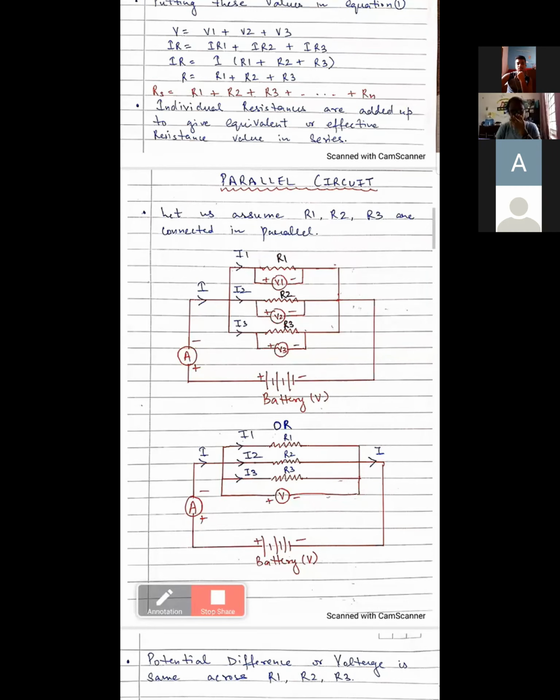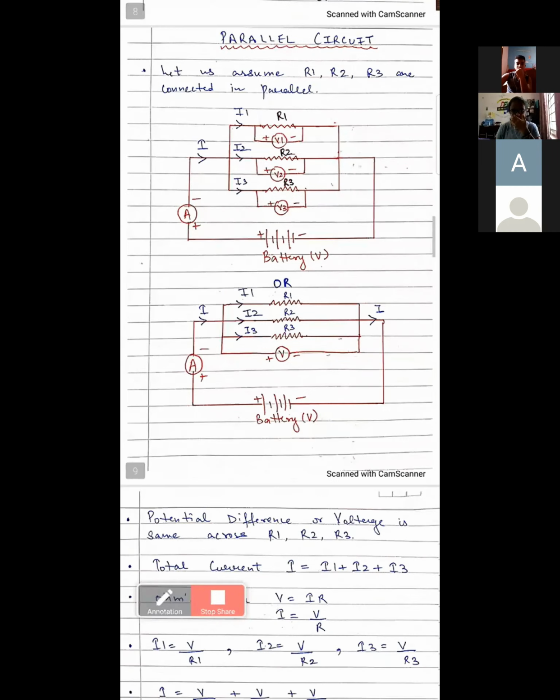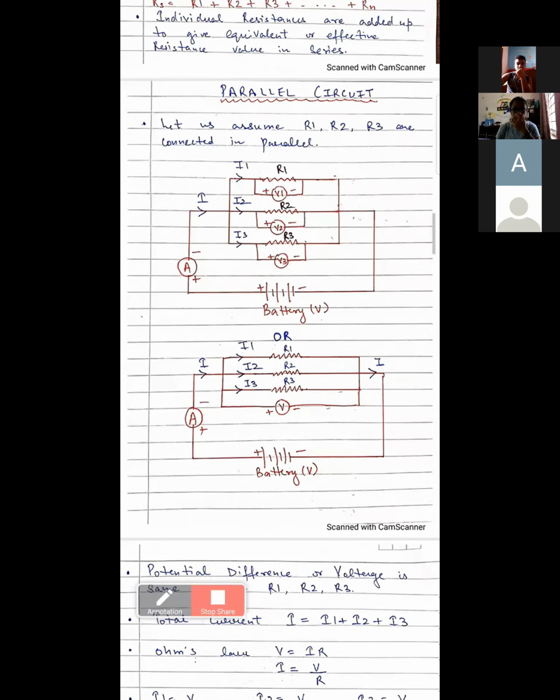Is current divided equally? No, current is not divided equally. It depends upon the resistance value. If the resistance values are equal, then current is divided equally. So depending on the resistance value, current is being divided and voltage is the same. In a parallel circuit, voltage is the same, but current is different.